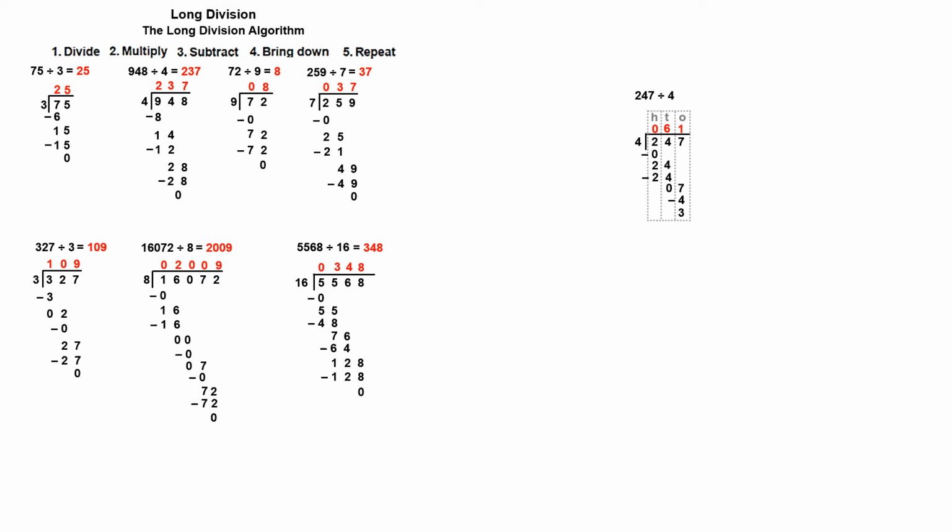We know that we are finished dividing because the last digit in the dividend is covered by the quotient. So 247 divided by 4 equals 61 with a remainder of 3. Let's see another example. 38 does not go into 1.